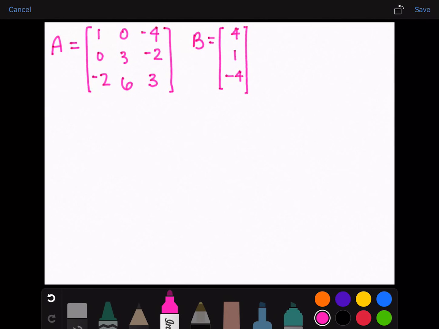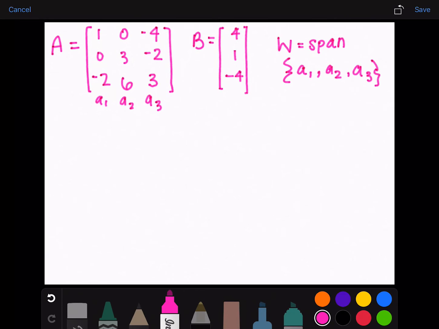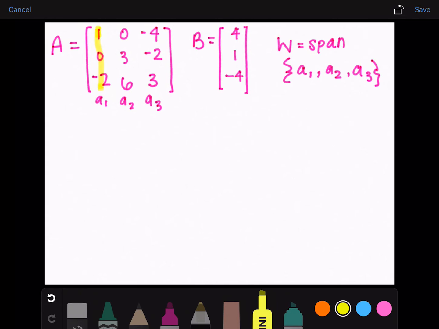Let A be the vectors A1, A2, and A3. Let W be the span of A1, A2, and A3. How many vectors are in A? There are 3 vectors in A because there are 3 columns. This is one vector, this is another vector, and this is the third vector.